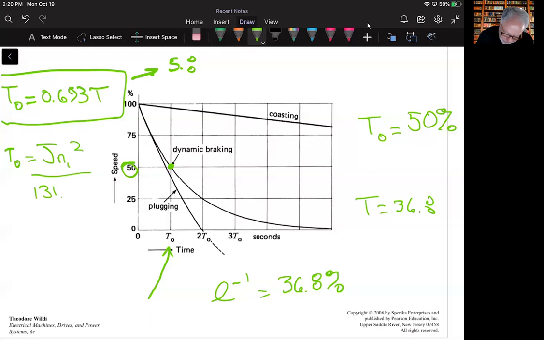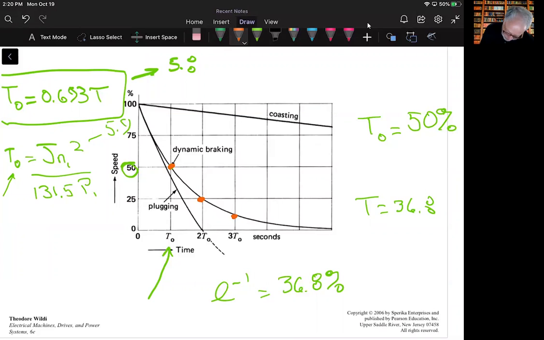This ends up being equation 5.9. This is the time for the motor speed to fall to 1/2 its previous value. So after one of these, I'm at half. After another one of these, I'm half of the half. And after another one of these, I'm half of the half of the half.